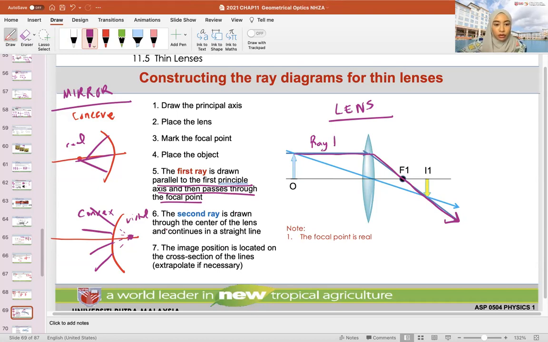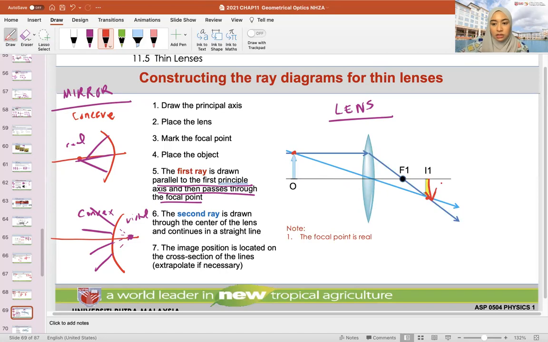So the second ray is drawn through the center of the lens. Earlier we passed through C, right? We passed through F and then we also passed through C for mirrors. For lens, we have to pass through the middle of the lens. The center of the lens. So this is your ray number two. So this is the difference between the mirror and lens. The image position is located at the cross section. Of course, where is the cross section? That's where your image is. So here you started from the top of your object. Therefore, your intersection would also point out the top of your object.